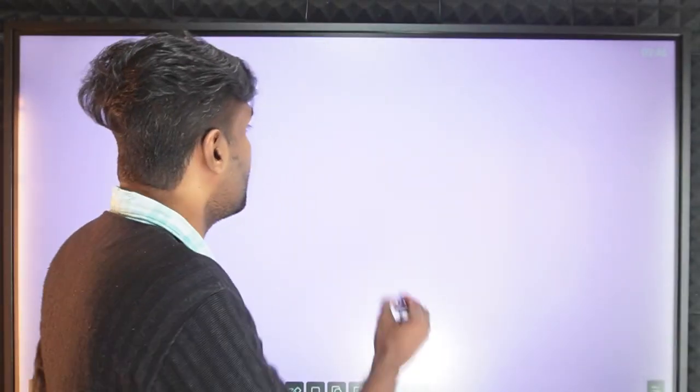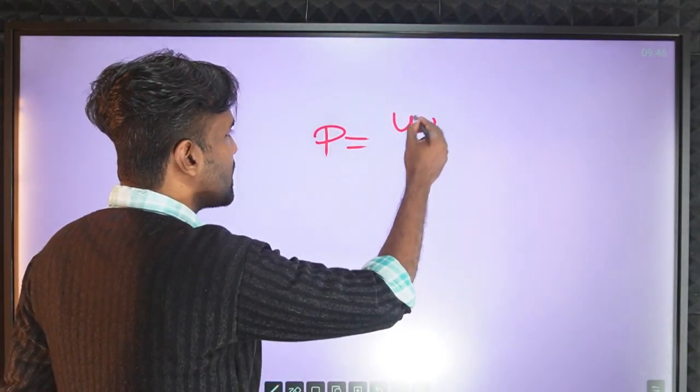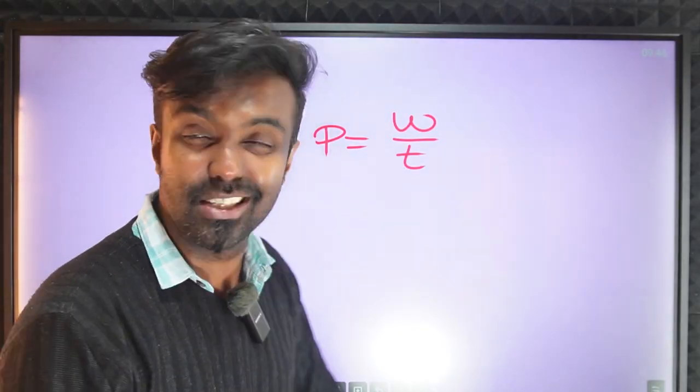Okay, next we have to study about power. What is power? Power is nothing, guys, but the rate of work done, otherwise the rate of energy, that is called power. Okay, just look here. The power is equal to work done by time. That's why I told you, guys, rate of work done, otherwise rate of energy, that is called power.